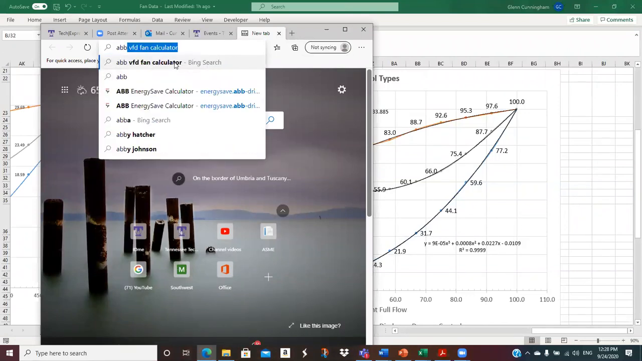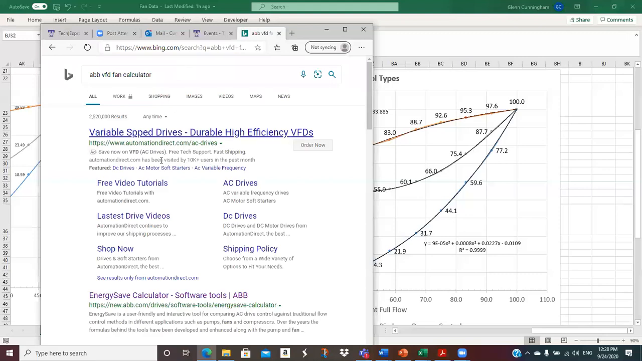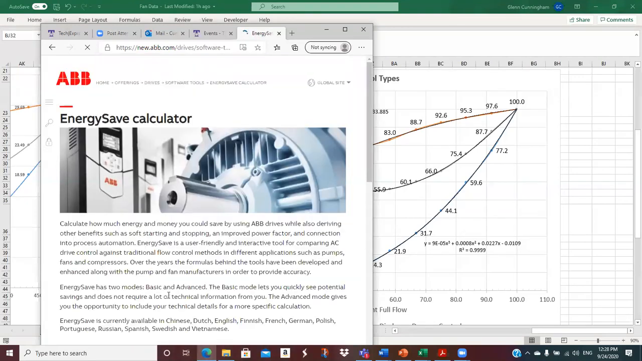ABB Fan Calculator. If you play around with this, you actually will learn some stuff.